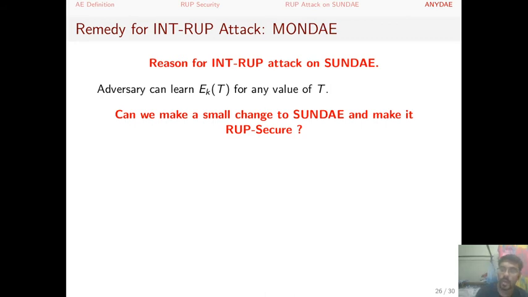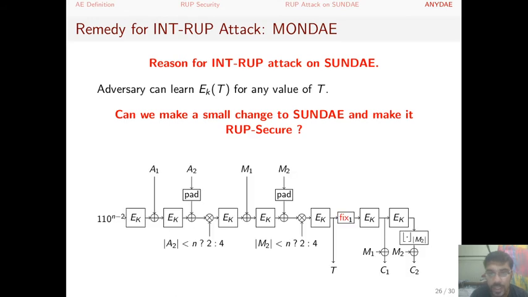So one potential answer is to invoke another block cipher before the encryption starts, right? But that basically costs one extra block cipher call. So instead of that, we have introduced a fix one function. So what is the fix one function? It basically takes an n-bit value and truncates the last bit of that n-bit value and appends the bit one. Okay, so that's the fix one function. So if we introduce a fix one function before the T gets to the next block cipher in the encryption phase, then we will get a RUP secure design, which we call Monday.